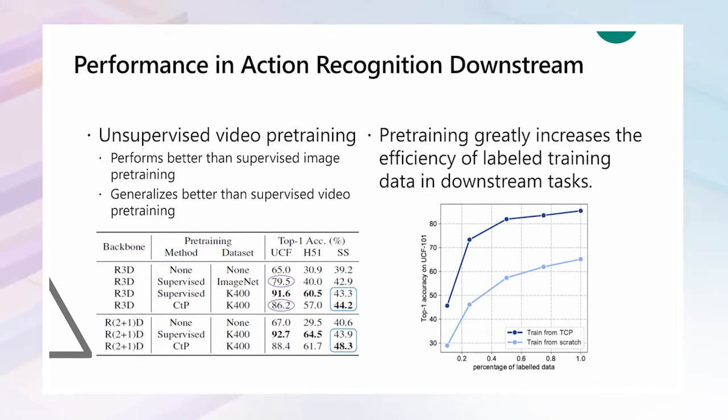So we evaluate our pre-trained model in the action recognition downstream task and compare it with the models pre-trained in annotation supervised settings. Let's first look at the 2 purple ovals. 86.2 is the top 1 accuracy that our model achieved on the UCF dataset. CTP is the short name of our method, catch the patch. It is pre-trained on the K400 dataset without using the labels. The accuracy achieved is much higher than 79.5, which is achieved by an R3D network inflated from a 2D network that is pre-trained using the classification task on ImageNet.